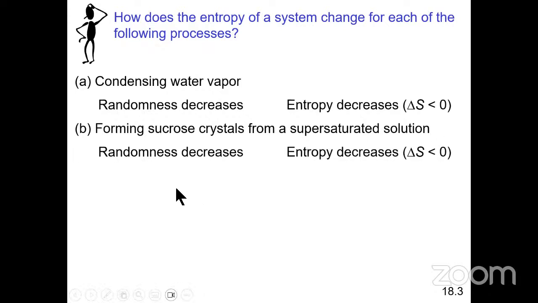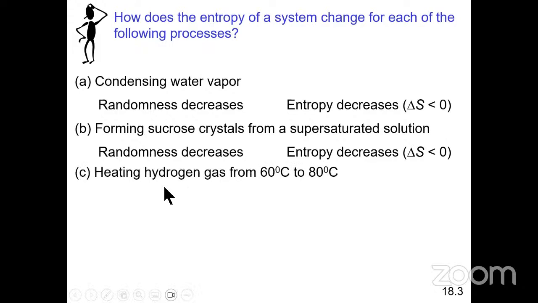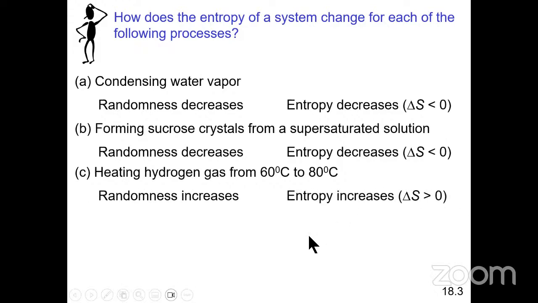Okay, the next one, C, hydrogen being heated from 60 degrees Celsius to 80 degrees Celsius. Entropy would increase. Increase, exactly. Entropy will increase because now you're increasing the movement of the molecules. They'll move around faster. Randomness will increase and therefore delta S will be positive.